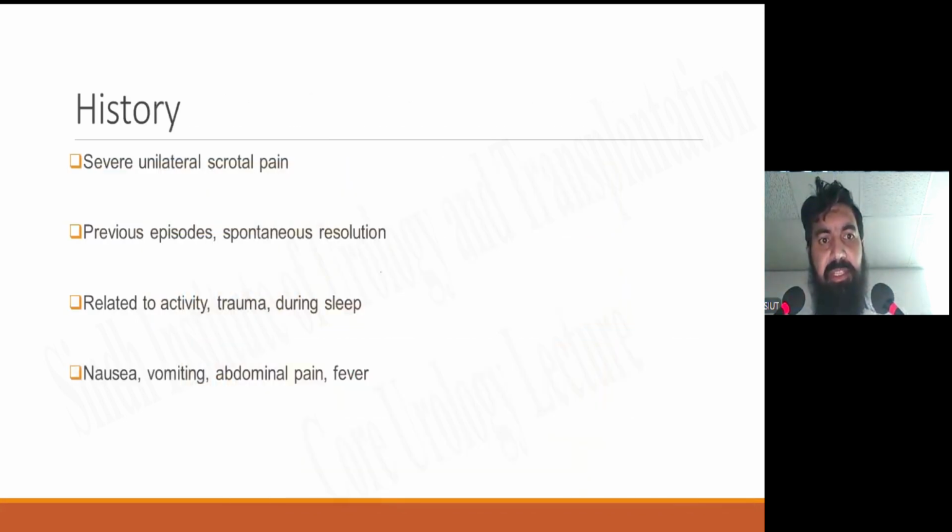The patient presents with a history of severe unilateral scrotal pain. They may have a history of previous episodes with spontaneous resolution, related to activity, trauma, or during deep sleep. The initial presentation is nausea, vomiting, abdominal pain, and fever.